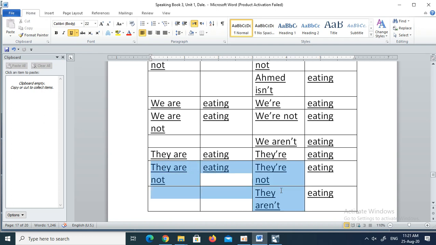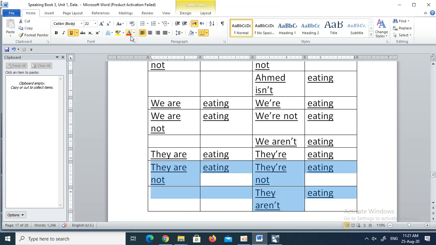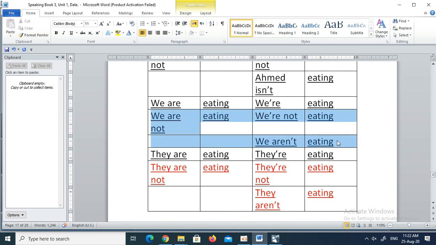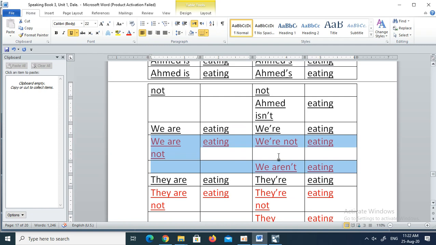All the negative contractions have two forms. The positive contraction only has the one form. But when it is the negative form, such as we are not eating, you can contract it two ways. We are not eating can either become we're not eating or we aren't eating.